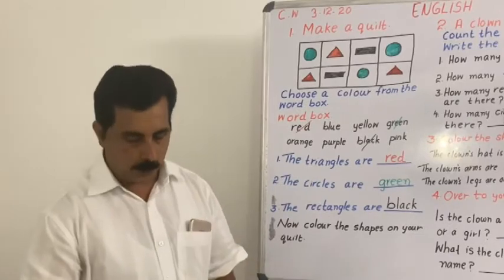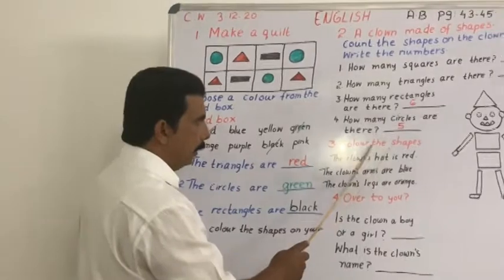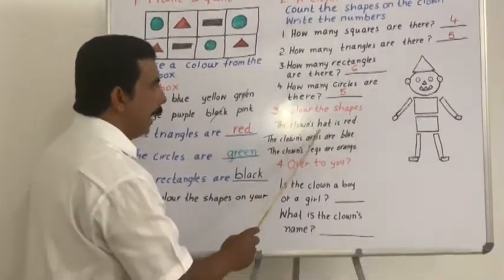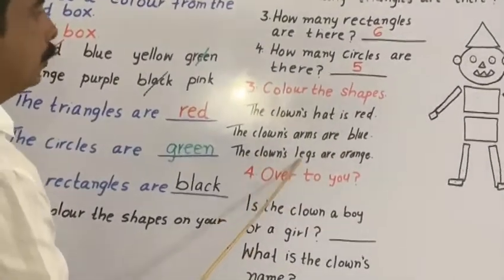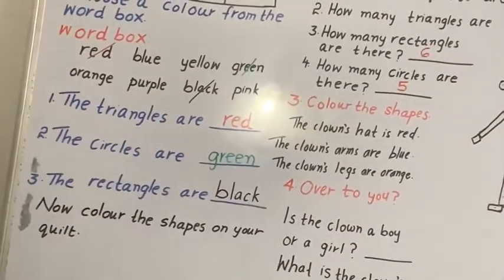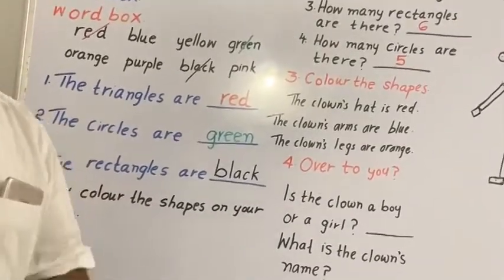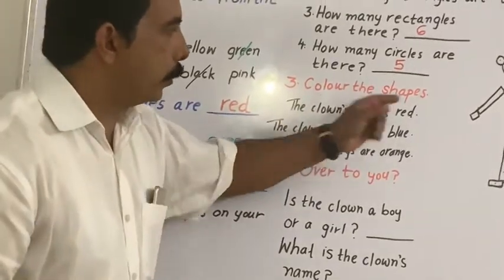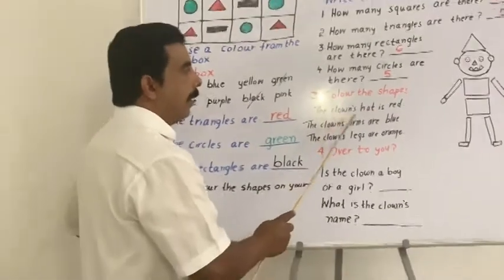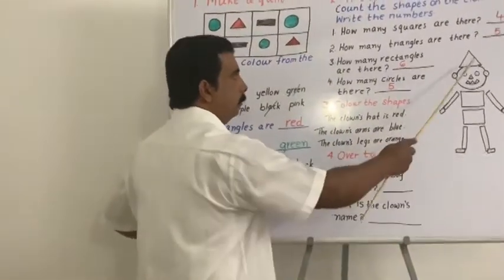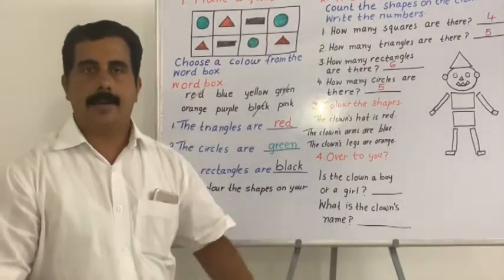Now, the most interesting thing. Read these sentences and color the shapes. The clown's hat is red. The clown's arms are blue. The clown's legs are orange. What do we have to do? Read the sentence and color them. If you don't know how to read the clown's hat is red, and you put green color here, your answer will be entirely wrong.